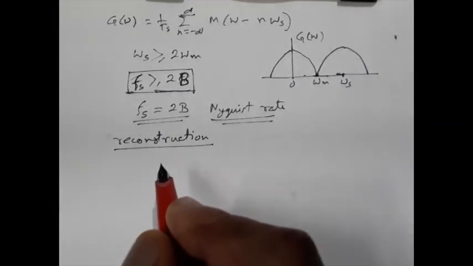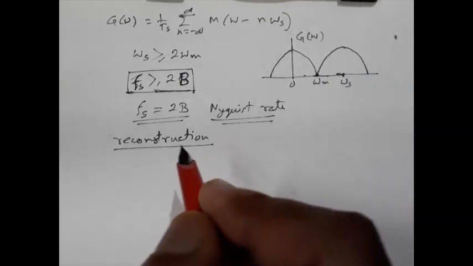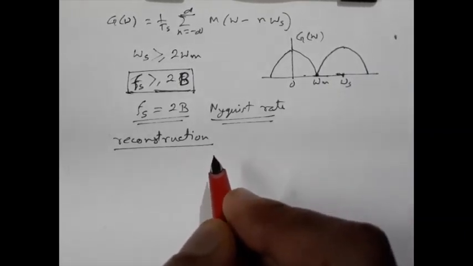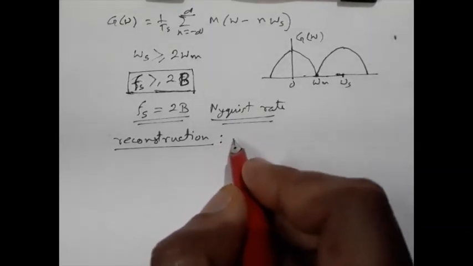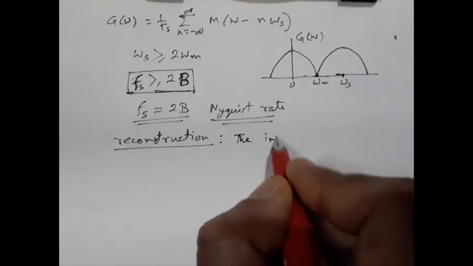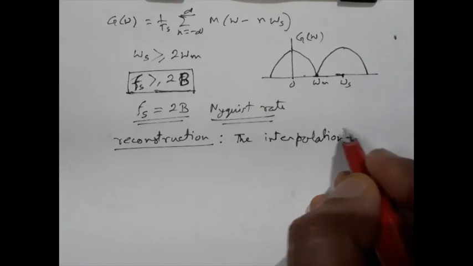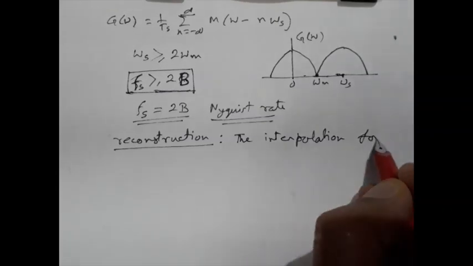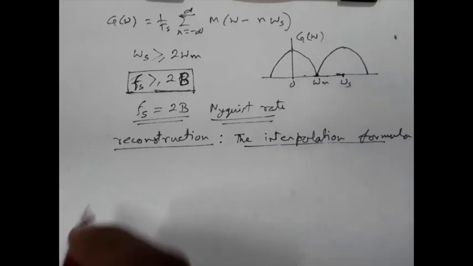So the process of reconstructing a continuous time signal m(t) from its samples is called interpolation. So reconstruction gives us the interpolation formula. The interpolation formula.